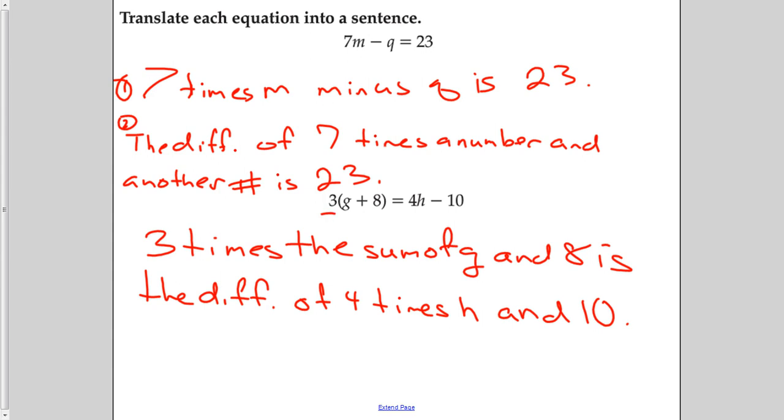So we have 3 times the sum, which means to add, of those two quantities, is, which tells us it's equal to, that's the is part. And then we have the difference, which means to subtract, of the first thing that I'm saying, which is 4 times h, and the last thing that I'm saying, which is 10.